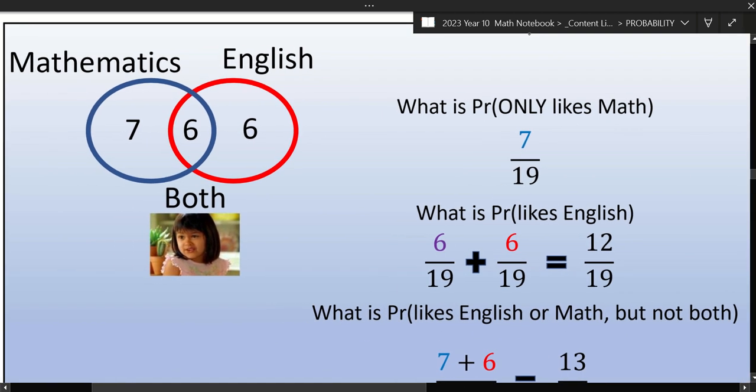If it's not there, you copy this down. People that like math only should be 7. So out of a total, it's 19, so it would be only 7 out of 19. That would be that.